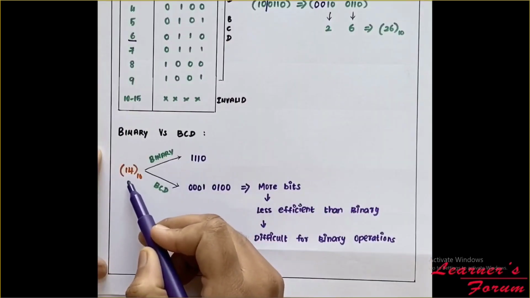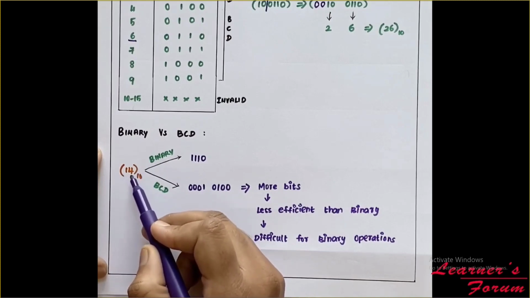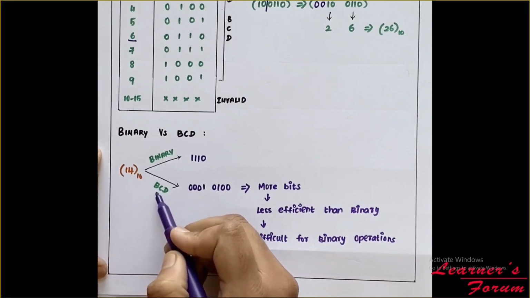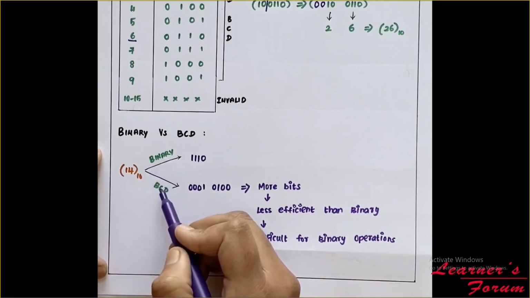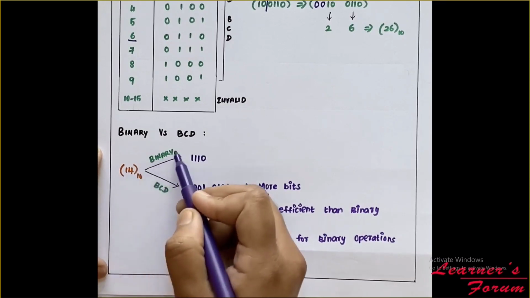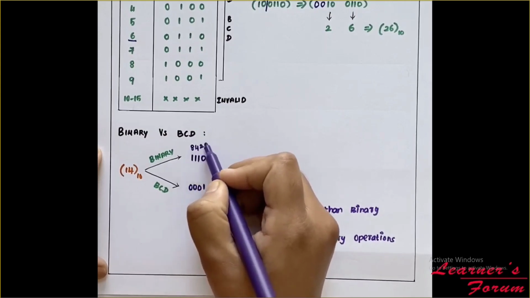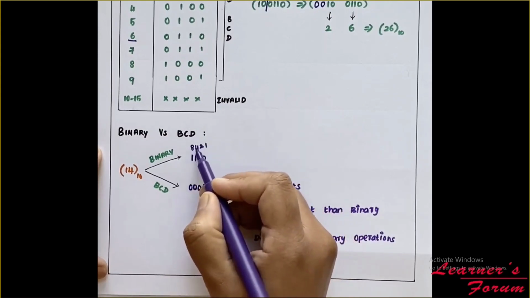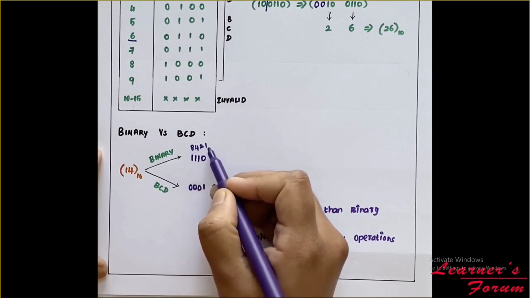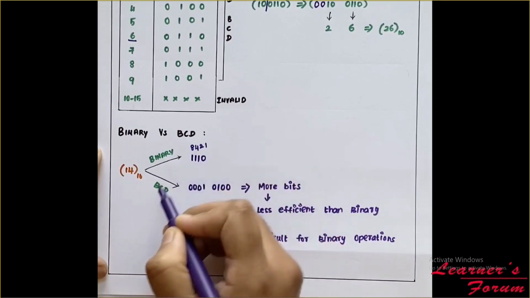Now let us consider binary versus BCD. Given is 14 to the base 10, which is a decimal number. The difference between converting it into its equivalent binary and BCD is this. First, for binary conversion of 14, we can use this 8421 technique. 8 plus 4 is 12, 12 plus 2 is 14. So under 8, 4, 2 we have binary ones and the remaining value is 0. So we have 1110 in binary.